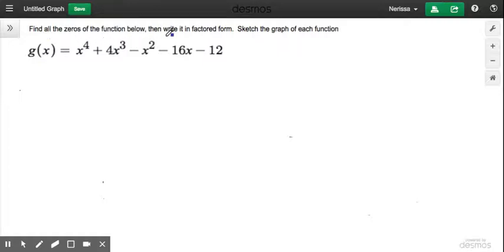So let's find all the zeros of the function below, and then we'll write it in factored form. Afterwards, we'll sketch the graph. So g of x has degree 4, and because of that, we know that there should be 4 zeros.